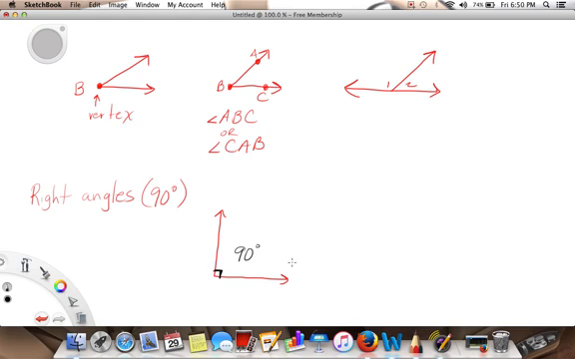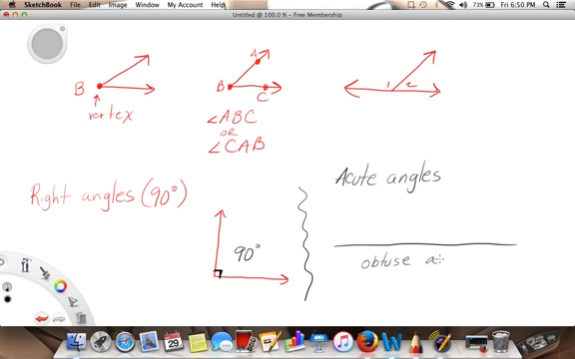The next thing is another type of angle. We have acute angles, and then we have obtuse angles. Acute angles are angles that are less than 90 degrees. So an acute angle has a measure that is between 0 and 90 degrees. So acute angles look like this.